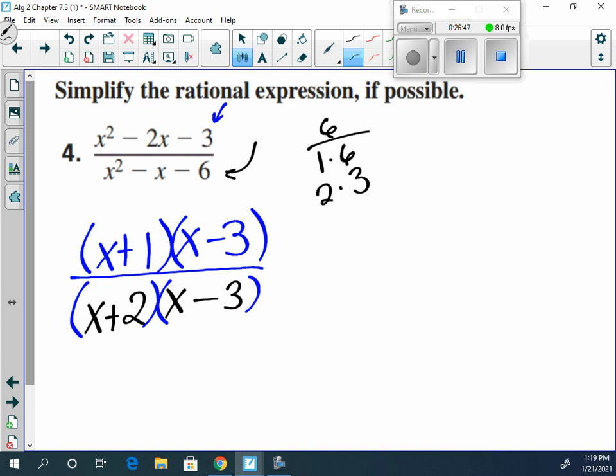Because if these are going to simplify, we need something to match up on top and bottom. And again, like you were saying, we can check it. X times negative 3 would be negative 3x. 2 times x would be plus 2x, which would give us a negative x like we wanted. So these here are the factors.